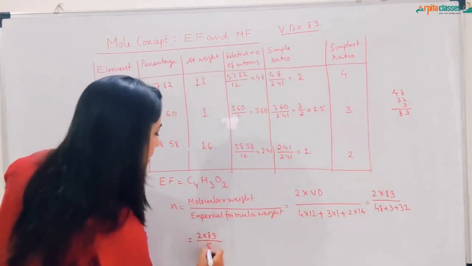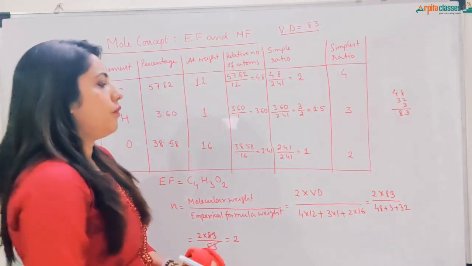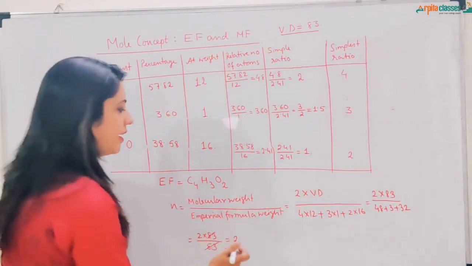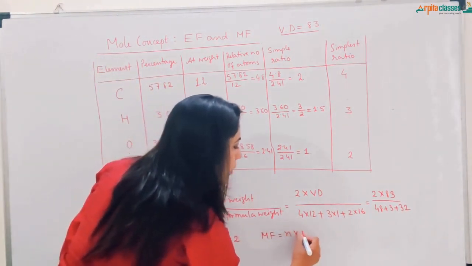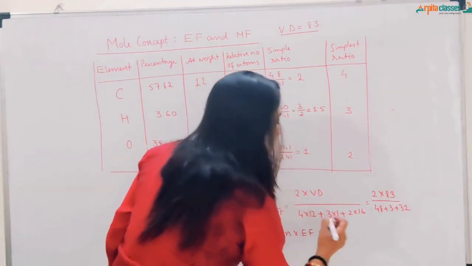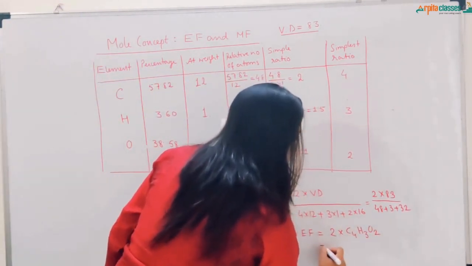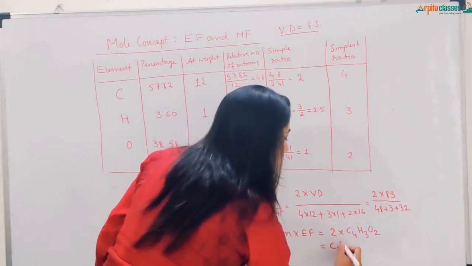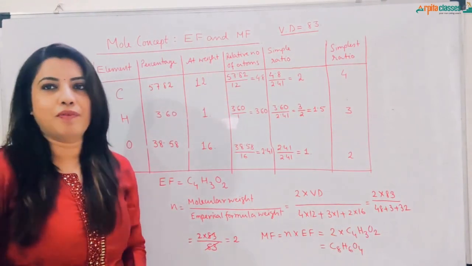83 is also coming, so 83 gets cancelled. N is equal to 2. Now when N is equal to 2, the molecular formula is equal to N into empirical formula. So N we got 2, so we'll write 2 into empirical formula C4H3O2. So finally the molecular formula is coming C8, 4 2s are 8, C8H6O4. So this is the molecular formula.